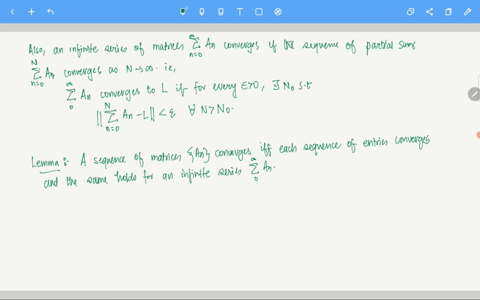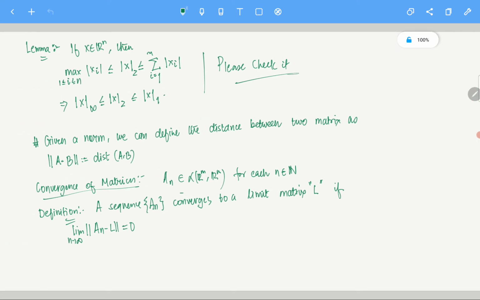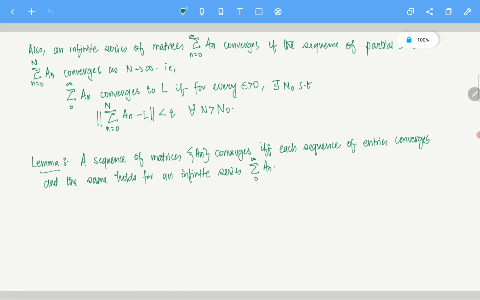I'm not going to prove it, but you can use this particular property to prove this lemma. So we are not going to do that part. And there is another lemma which is very important, and I want you guys to do this, because this is involved in the assignment also. It's not very difficult, but let's just do it.